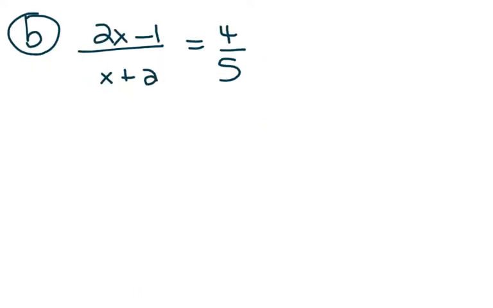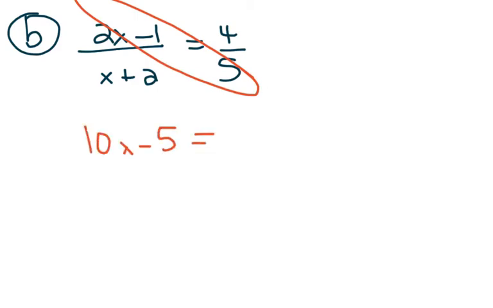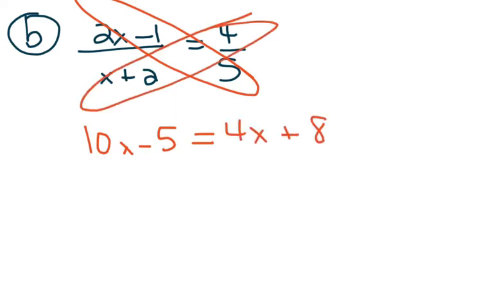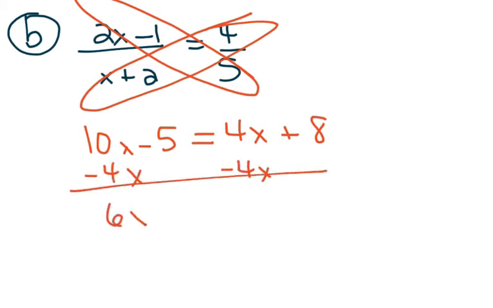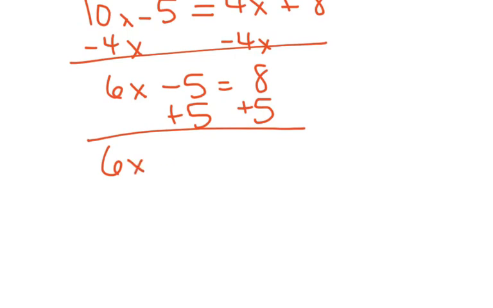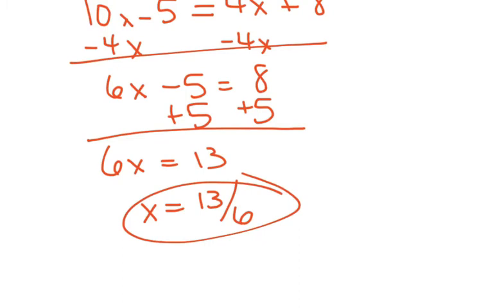B is just a proportion. How do you solve proportions? You cross multiply. So let me start here and cross multiply. I get 10x minus 5 equals, and then I'm going to cross multiply here, 4x plus 8. And now this is an equation you can solve very quickly. You should get 6x minus 5 is equal to 8. So 6x is equal to 13, which is why x was equal to 13 over 6. If you turned it into a decimal, but you got that answer, it's all cool.